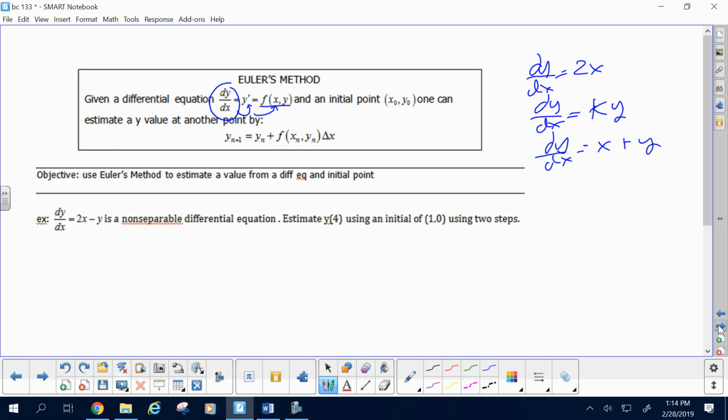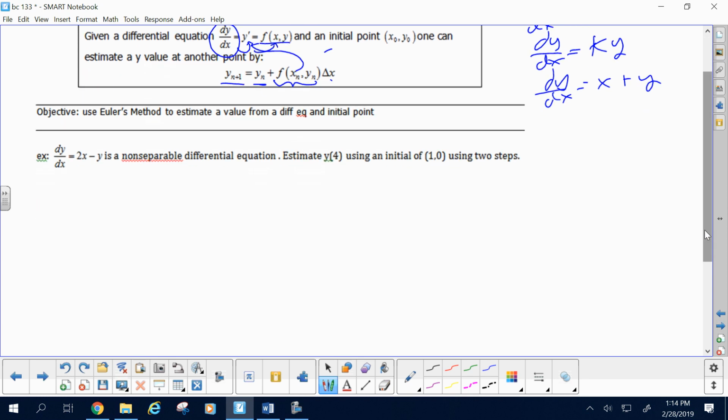But the idea is that the estimate of a new y is the previous y plus the rate of change. This is the derivative times the amount of change in x. The more steps you do, the more precision. I gave you kind of ugly numbers. I think I intended for this to be 0, 1. So let's show what this looks like.